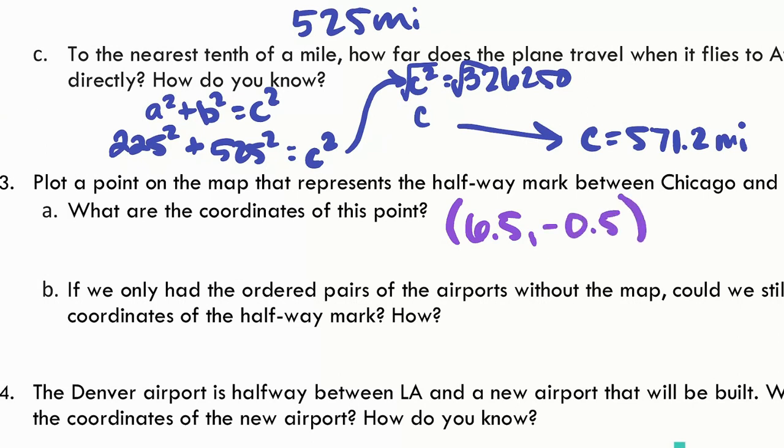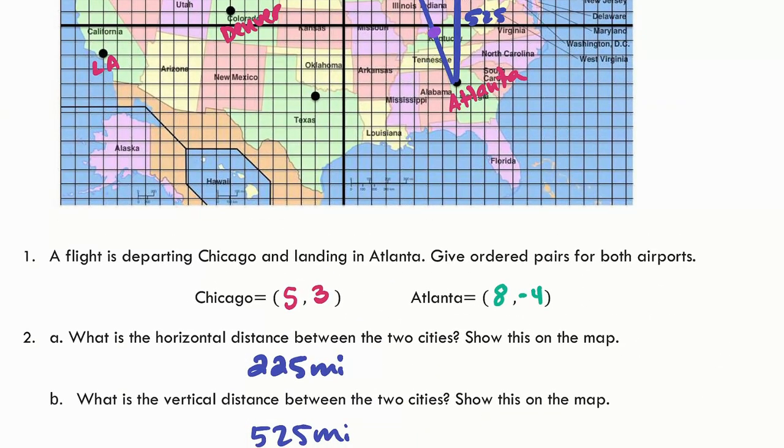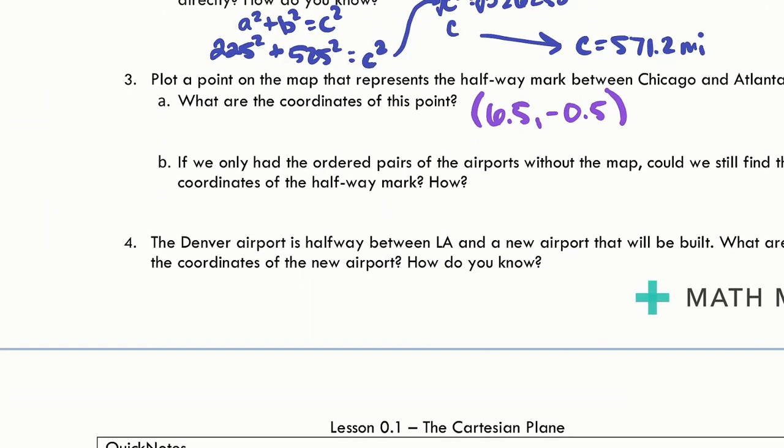If we didn't have a map, we didn't have it laid out, but we knew the ordered pairs, could we find the halfway point? How do you find halfway between two numbers? Yeah, add them together and divide by 2. You find the average. So halfway between two numbers is always just going to be their average. So all you have to do is average. You're just going to average 5 and 8. So that's where the 6.5 came from. So you're going to average 3 and -4. So that's actually the midpoint formula.